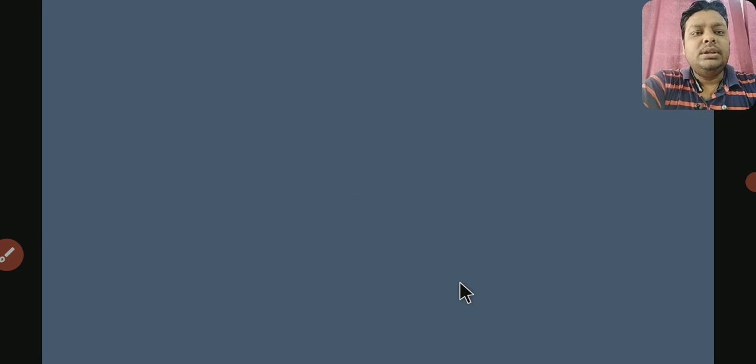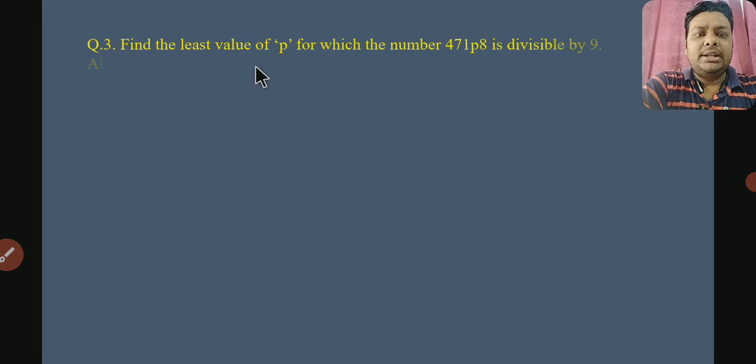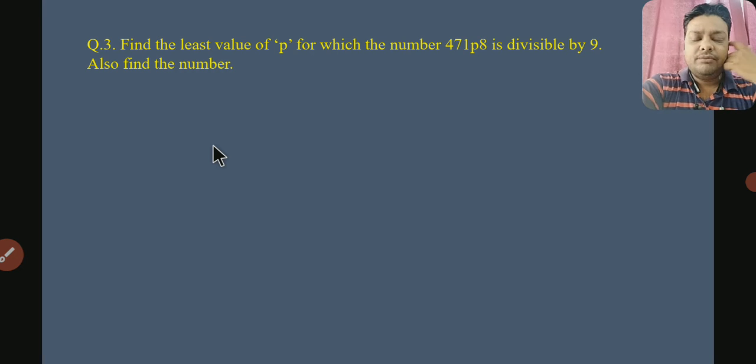Now next question, question number 3. Now we have to find the least value of p for which the number 471p8 is divisible by 9, and also find the number. It is the same question which I explained in question number 1, but in that question we saw that it should be divisible by 3.